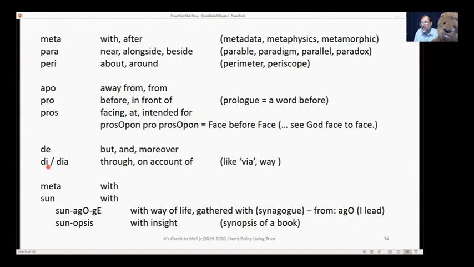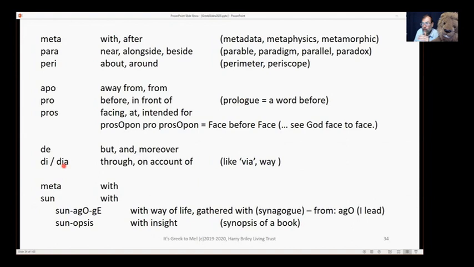It sometimes gets confused with di or dia. Dia means "through." It's very much like the word "via" or "way." If you think of a wayfare or a thoroughfare, that's the concept of a dia. One of you asked the question about diabolos. How does that fit in?